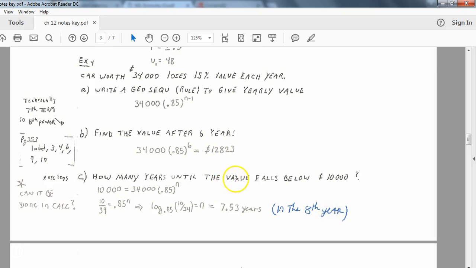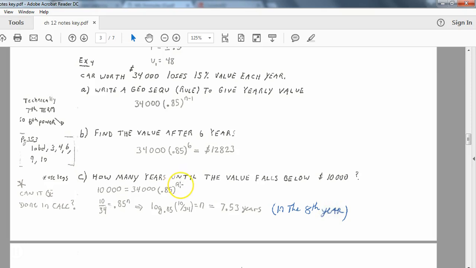How many years until the value falls below 10 grand? So remember, this car started out as being worth 34 grand, but every year it's decreasing in value. So at some point, it's going to fall below $10,000 if we continue on with this rate. So here's the setup that we're looking at. We now know the future amount of 10 grand. It's starting at 34 grand. Here's our rate of decrease.